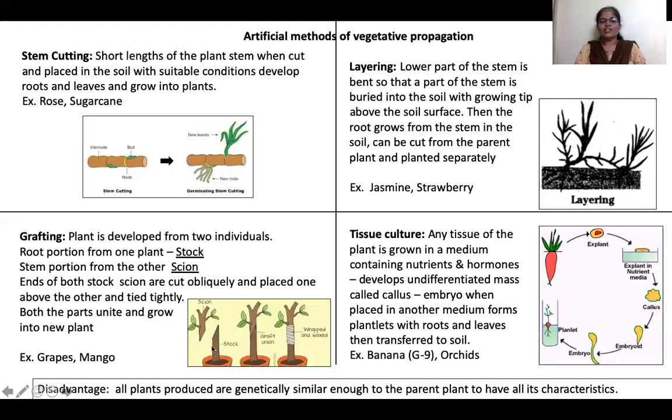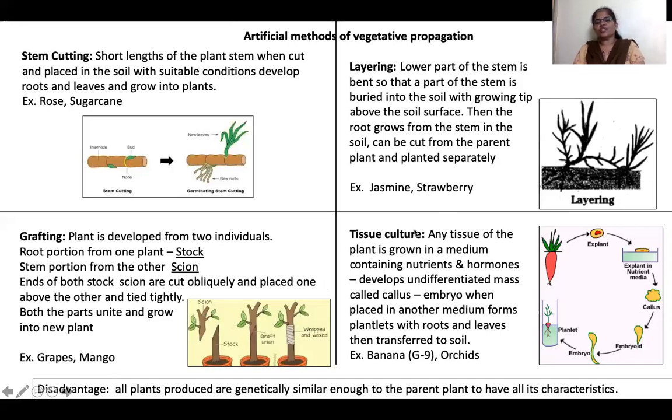This is the advantage of grafting. We can have more different species from a single stalk, but the scion will be different. Scion will be from 3 different plants, where the stalk is the same. Okay, this is useful for grapes and mango.